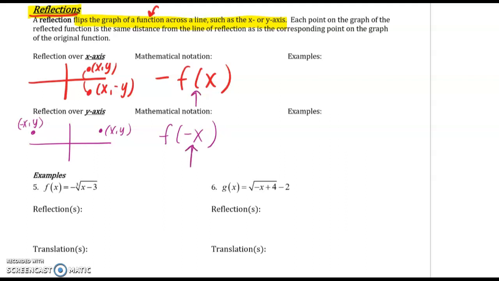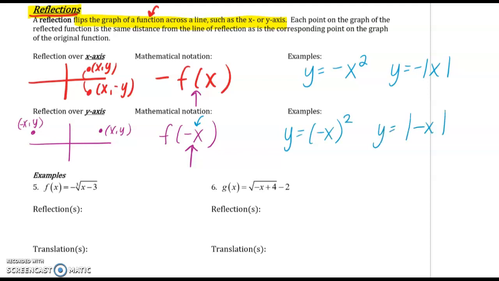So some examples. A reflection over the x-axis. If you take negative x squared or negative absolute value of x, that's going to take your original and flip it upside down, right? But if you put the negative on the inside, for example, like this, negative x squared or negative absolute value of x inside, right? That is going to flip it horizontally, right? So this is going to be a horizontal change. This is going to be a vertical change. So it's interesting because these will affect the y values, but these will affect the x values, even though it's x-axis and the y-axis. So you kind of have to be careful.